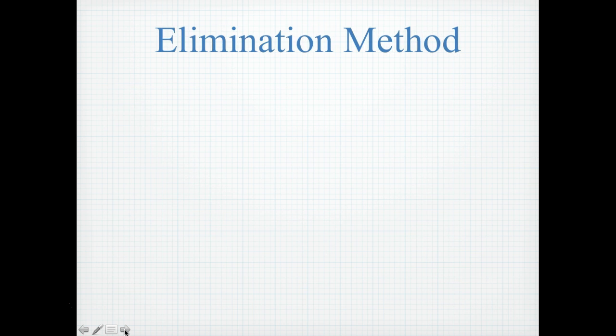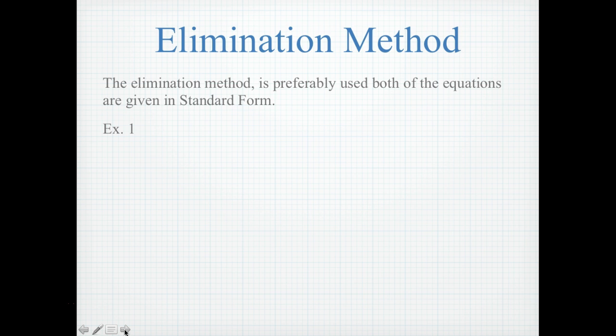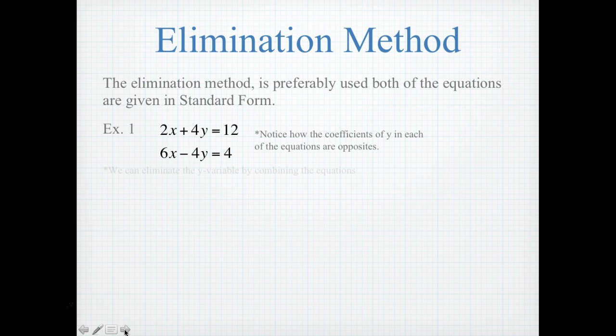Next, we're going to learn the elimination method. The elimination method is preferable when both of the equations are given to us in standard form. So for example, 2x plus 4y equals 12 and 6x minus 4y equals 4. Notice how the terms that contain x are lined up, the terms that contain y are lined up, and on the opposite side of the equation, the constants are lined up. This is a perfect example of when we want to use elimination.